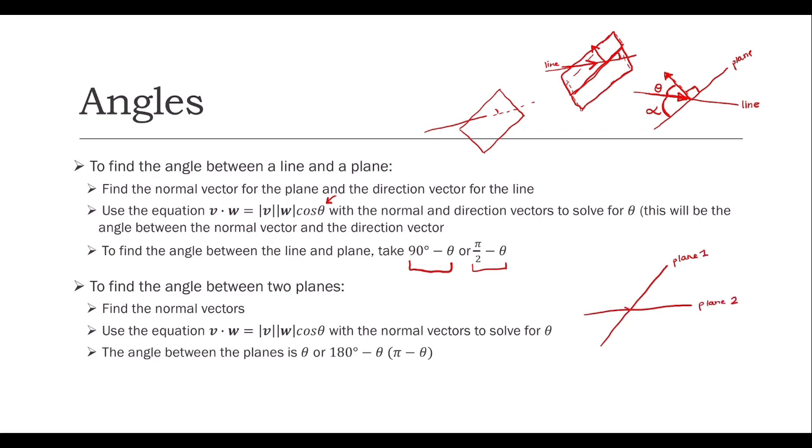Our normal vectors would go like this and this. So we'd find the angle in between, which is this, which would be equal to the angle between the planes. Or you could do 180 degrees minus that angle to find your bigger angle between them. And you could do that same thing in radians, pi minus theta. So that's how you would find angles.